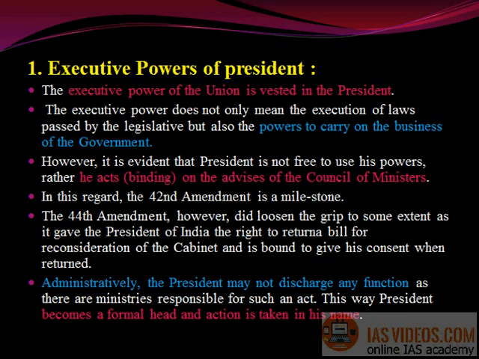The 44th Amendment, however, did loosen the grip to some extent, as it gave the President of India the right to return a bill for reconsideration of the Cabinet, and he is bound to give his consent when it is returned. Administratively, the President may not discharge any function, as there are ministries responsible for such acts. This way the President becomes a formal head and action is taken in his name.